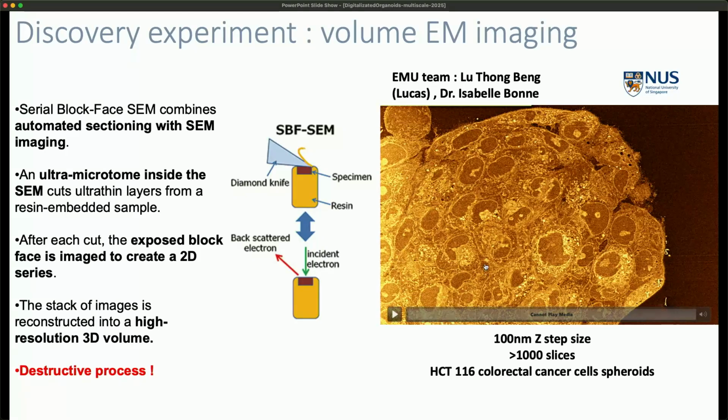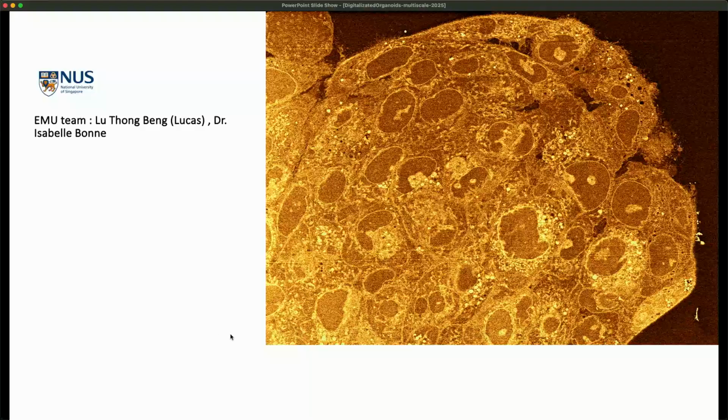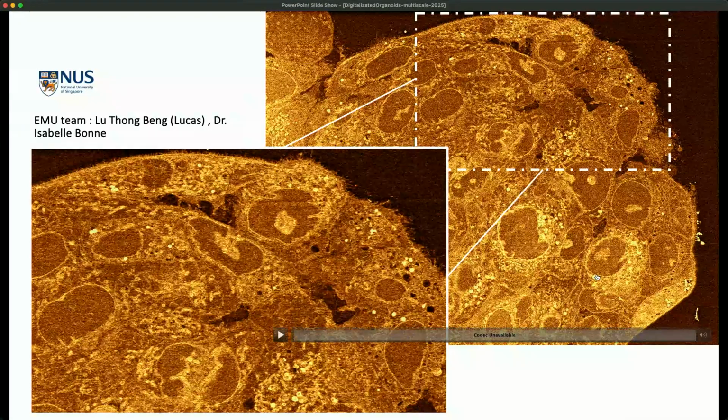That has been acquired actually in collaboration with EMU based at our university in Singapore. And we were able actually to have, hopefully it's going to work here. No, of course, that's not a big deal. We are going to generate this kind of images of interest. So you have to imagine that this is a 3D stack. Sorry for the codec problem here.